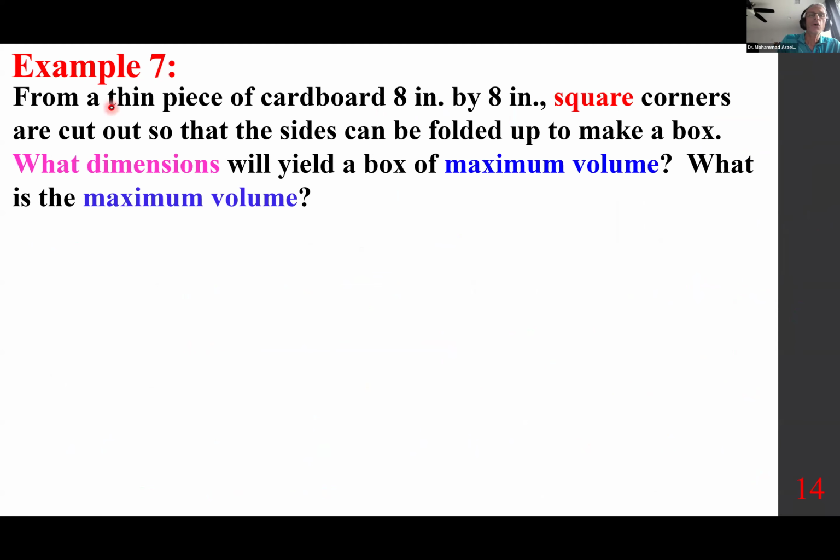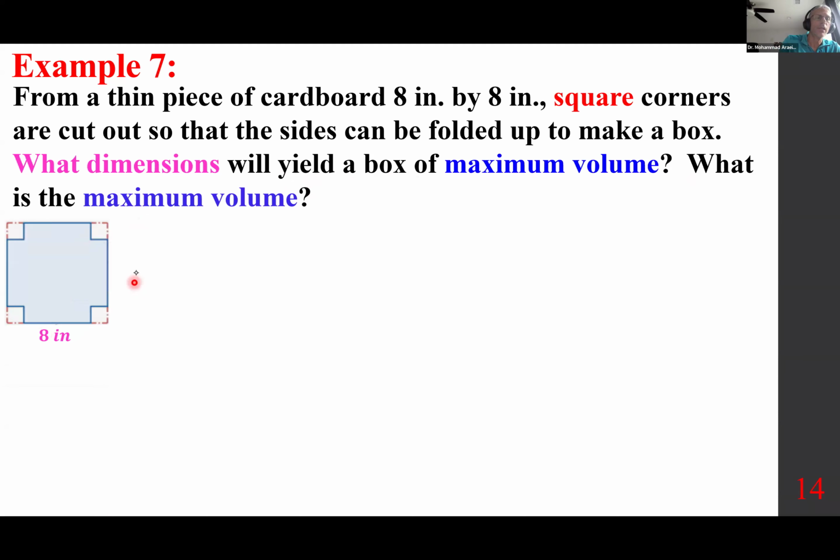From a thin piece of cardboard, 8-inch by 8-inch, square corners are cut out so that the sides can be folded up to make a box. What dimensions will yield a box of maximum volume? What is the maximum volume? Drawing is a must.